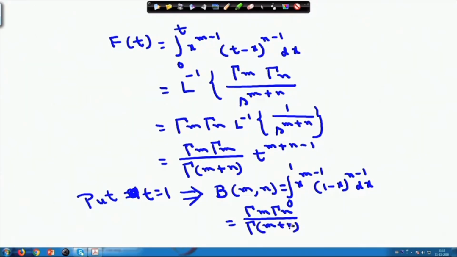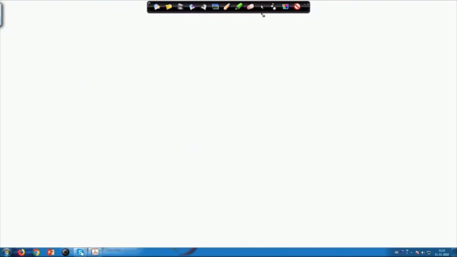So, using the convolution theorem, effectively we are trying to find out the solution of an integration, or we are finding the value of an integration. One thing we did, that is beta m n equals gamma m gamma n by gamma m plus n. This we proved using the convolution theorem.